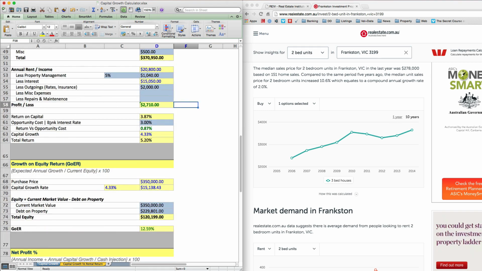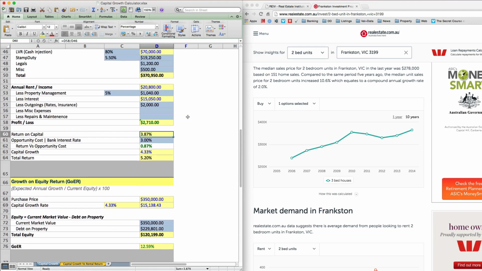All this is the same so far, but let's say return on capital, that's 3.87%, and it's actually based on the $70,000 injection that you made. What we are looking at here is that you put in $70,000 and you made $2,710. So that was a 3.87% return. If you look at the opportunity cost, if you put the money in the bank, you make 3% without taking all this risk. So you've got to make sure whether 0.87% return versus opportunity cost is worth the risk or not.